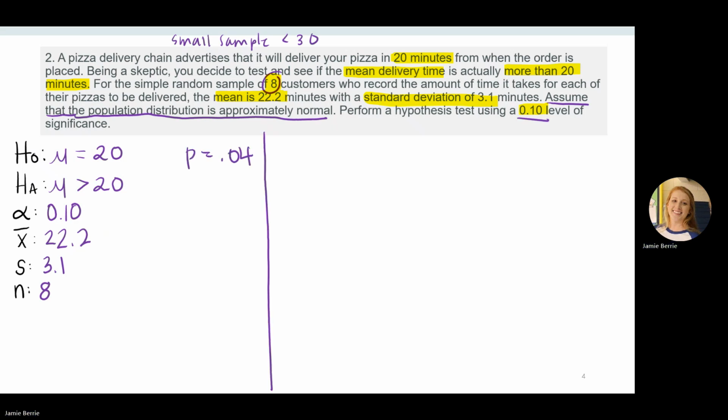Okay, let's make our decision and then interpret. All right, so remember, if P is low, reject H0. So is P less than alpha? Yes. P is 0.04, alpha is 0.10. That's like 4%. That's like 10%. So yes. All right, so we get to reject H0.